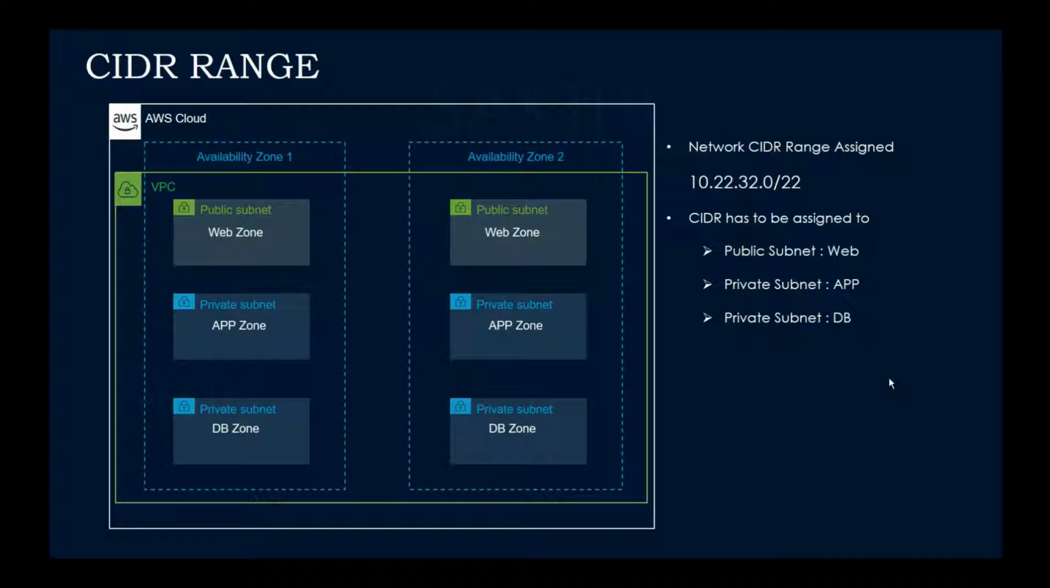In this video, we will see how to allocate the CIDR ranges for the different subnets. Say for example, we have a big subnet group assigned to us. Say for example, it is 10.22.32.0/22. This is the whole subnet range which is assigned to us. Now we need to divide this subnet range for our public subnet web and our private subnets app and another private subnet DB.